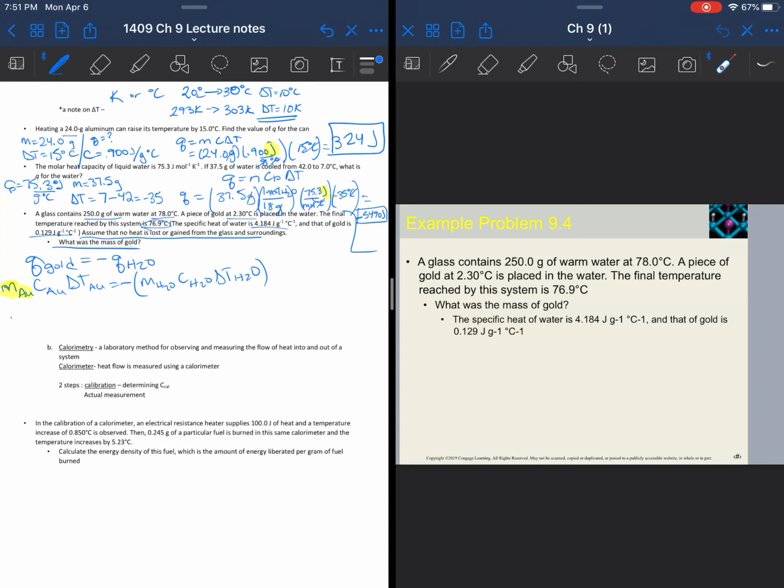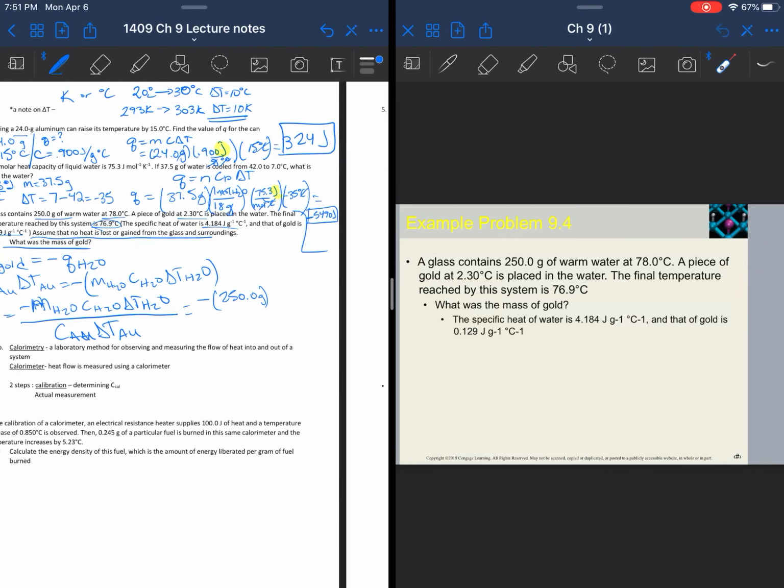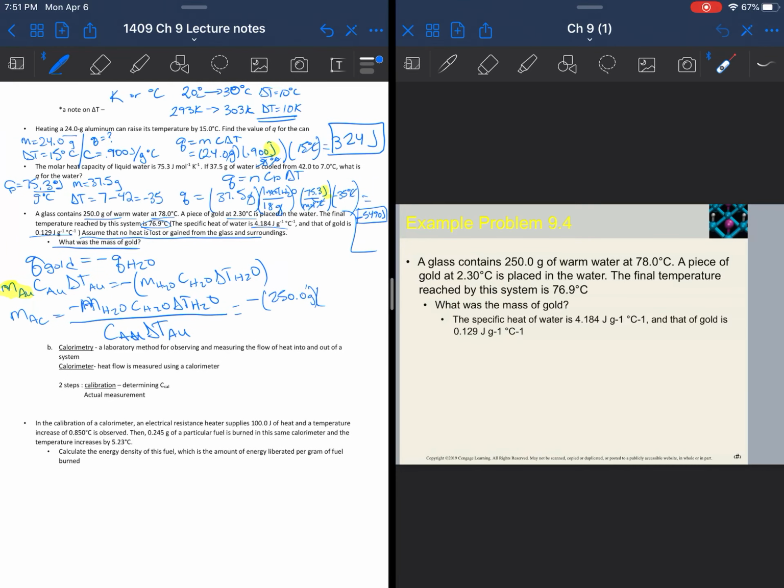Now, what are we trying to solve for? We're trying to solve for the mass of the gold. So let's rearrange this, and then we can just plug in. We know that mass of the gold will equal all of that for the water, M H2O, C H2O, delta T H2O, over C Au, delta T Au. That's a U. There we go. All right, it's just a little bit of rearranging, and now we can just plug in and solve.